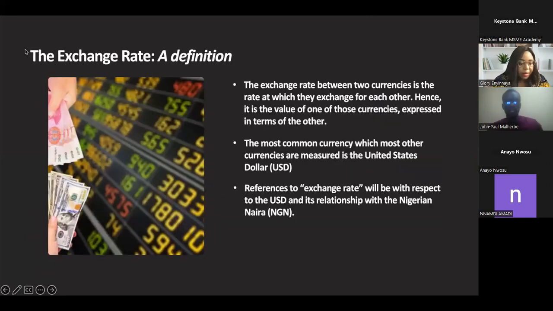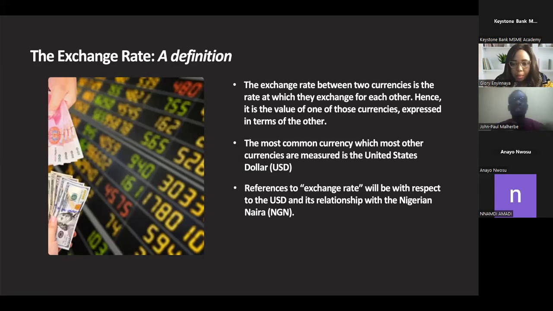Oh, okay. So I was saying that the exchange rate is basically the rate with which two currencies are exchanged for each other. It is the value of one currency expressed in terms of the other. So when you hear, for example, that the exchange rate of $1 is 500 naira, it means that a dollar will exchange for 500 naira. So 500 is the value of that dollar, but expressed in naira terms. So instead of saying $1, you say 500 naira when you're in Nigeria. So that's what the exchange rate is.